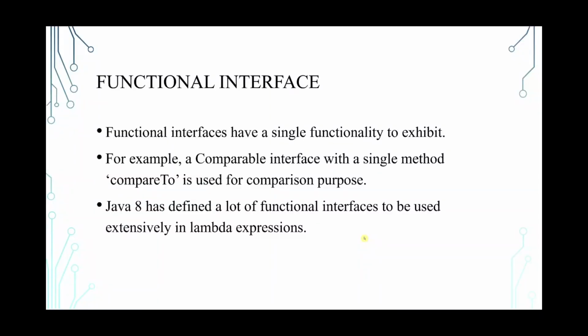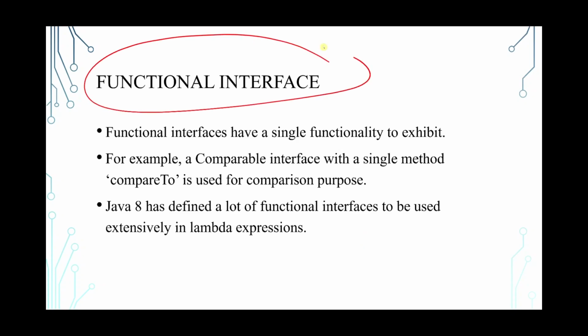So wait for it. Before we start talking about lambda expressions, we have to define something called functional interfaces. Simply put, functional interfaces are interfaces with a single functionality to exhibit. So for example, the Comparable interface is a functional interface. It has only one function, right? It's called compareTo, used for comparison purposes. Java 8 defined lots of functional interfaces to be used extensively in lambda expressions. I'm going to put those functional interfaces in the last 2 slides of this lecture. Those are optional.